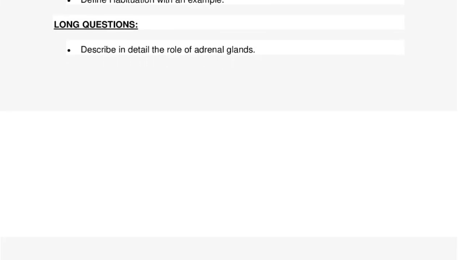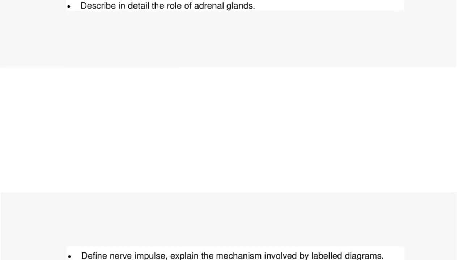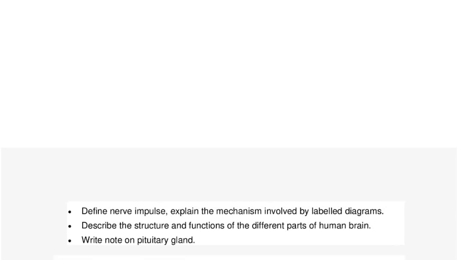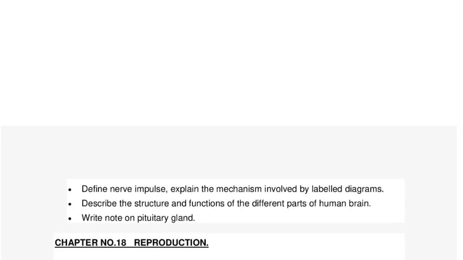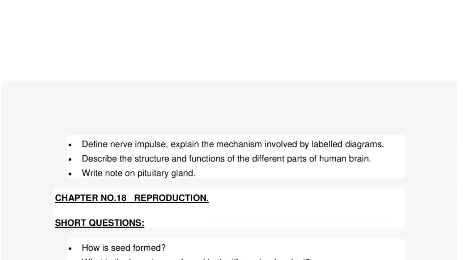Long questions. Describe in detail the role of adrenal glands. Define nerve impulse. Explain the mechanism involved by labeled diagrams. Describe the structure and functions of the different parts of human brain. Write a note on pituitary gland.